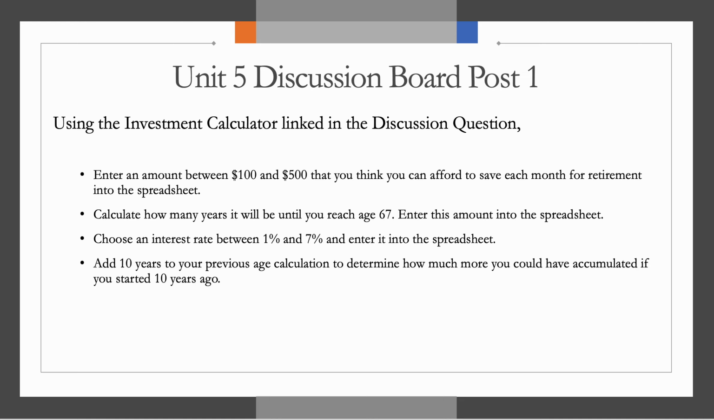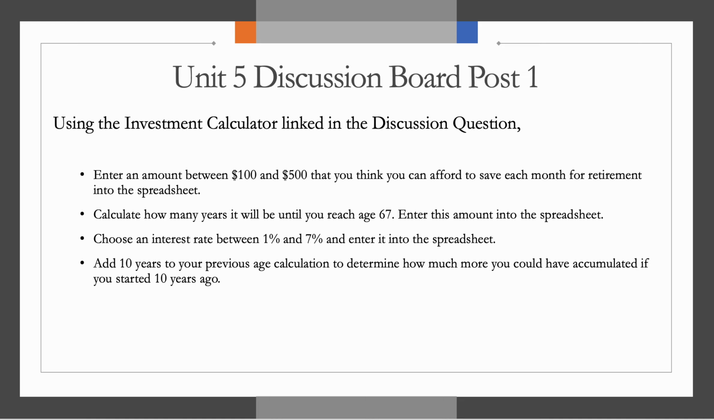Then you're going to choose an interest rate between 1% and 7%. A little bit of context on that. Most of our interest rates for savings are on the very low end for return on investment, between 1 and 4%. So if you're wanting to see a number that is pretty realistic, you would want to stick to the lower end of that percentage spectrum. Then you're going to get that number, and that will be how much money you would have saved if you put away that amount of money for the next however many years until you're 67.